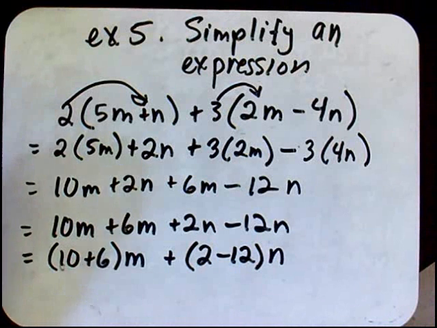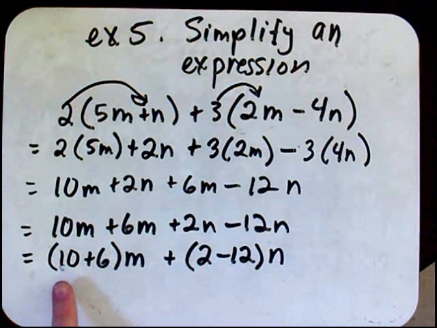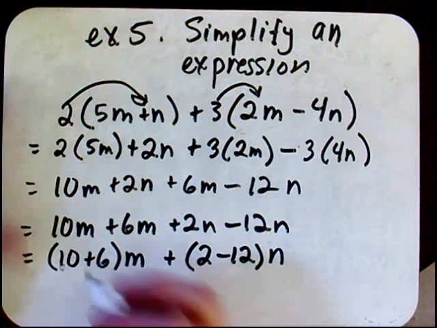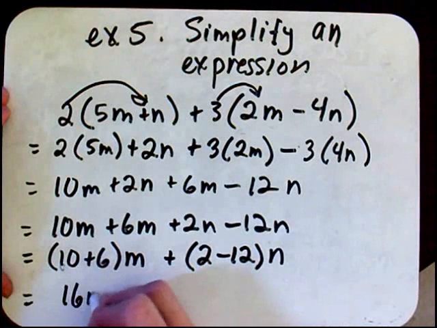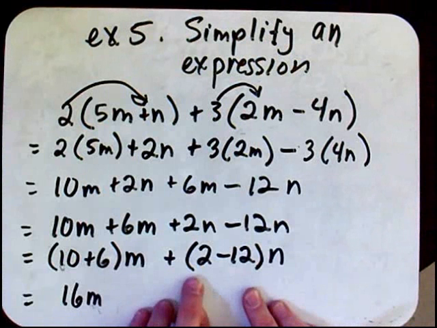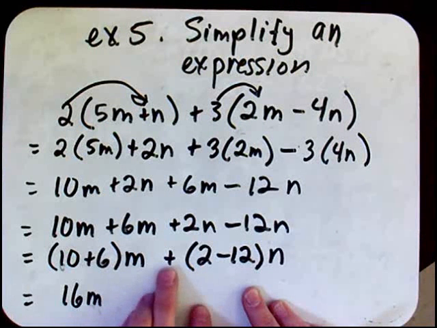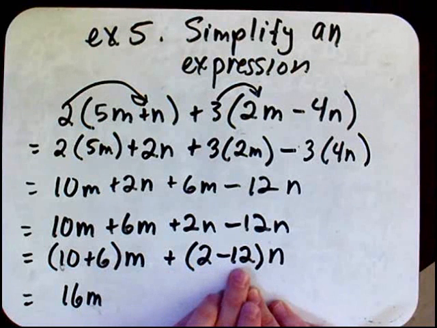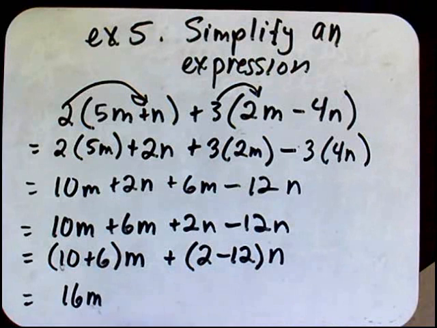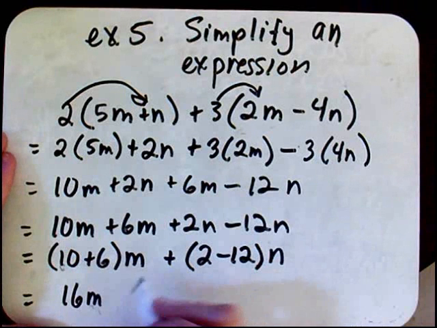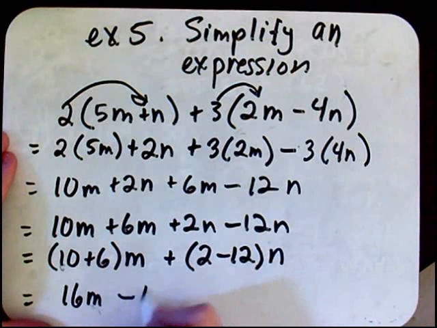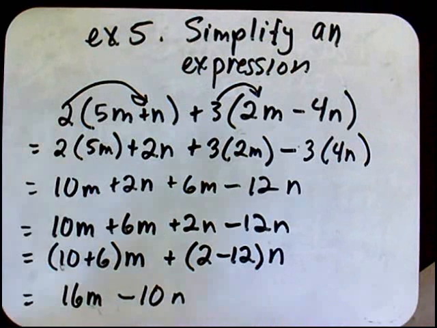And then we can simplify. Starting on the left, open 10 plus 6 close, that's 16 times m gives us 16m. And then inside the parentheses on the second term, we have plus open 2 minus 12 close times n. 2 minus 12 gives us negative 10 times n, so minus 10n. And that's as far as we can go, and that is our answer.